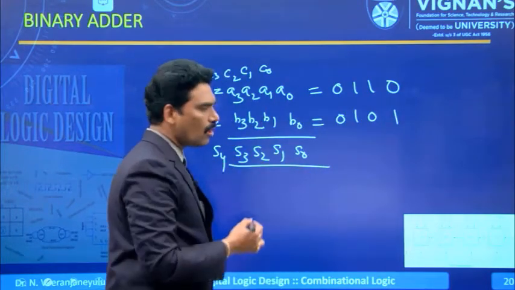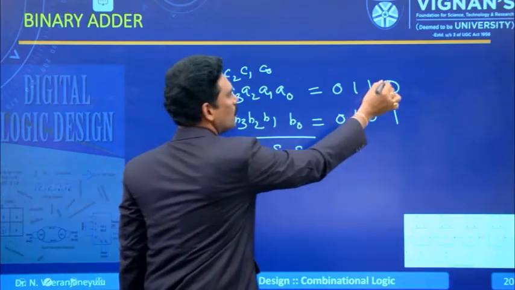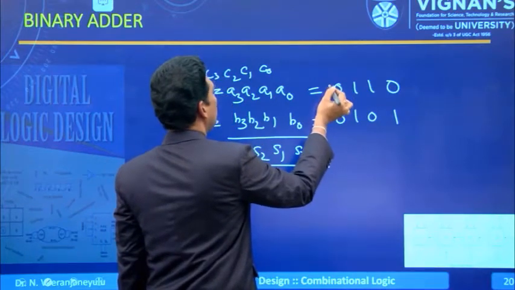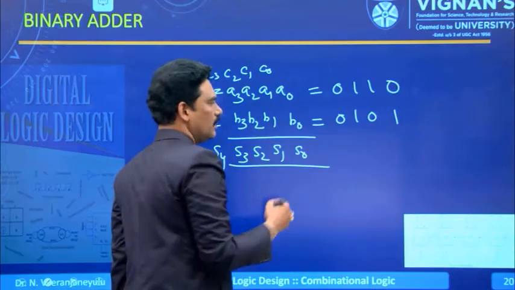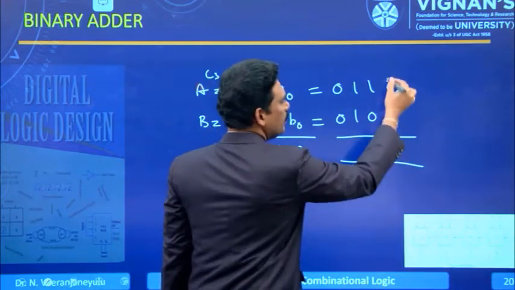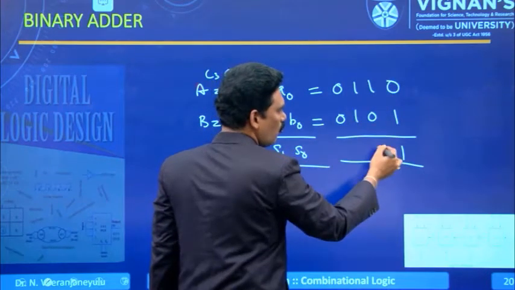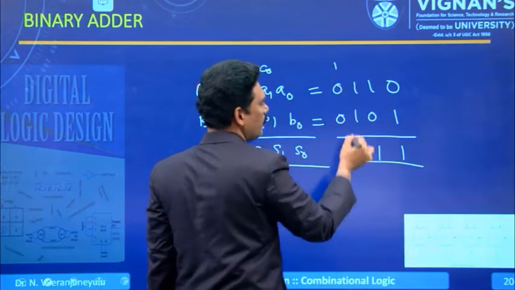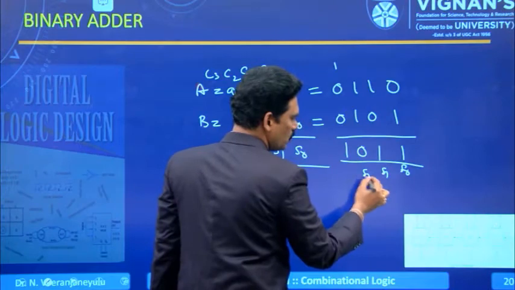Now we are going to perform addition operation. What is A0? A0 is this one, A1 is 1, A2 is this one, and A3 is this one. Then B0, B1, B2, B3. So we perform the addition. Here C0 is equal to 0. There is no carry, then 1 plus 1 gives 1, 0, here this is the carry, and this is 1. These are S0, S1, S2, S3.